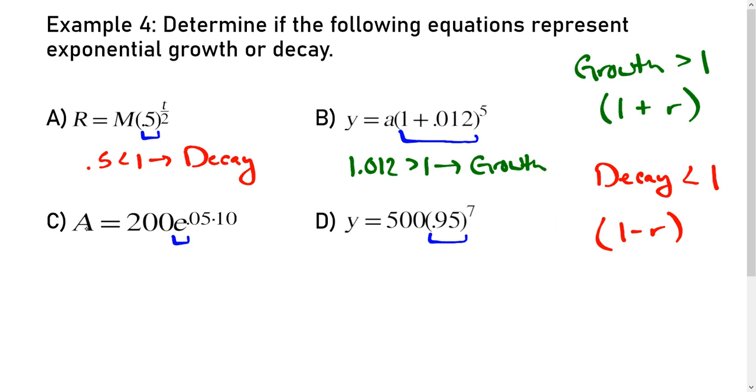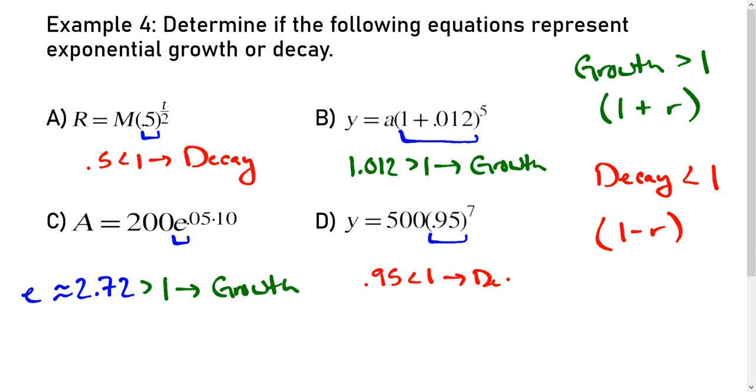When we look here, we see that this looks like kind of continuously compounded. We've got this 200 times e raised to the something times something. Well, remember, what does e approximately equal? Well, e is approximately 2.72, and 2.72 is greater than 1, so this is obviously growth. And then for our last one here, we have an exponential base of 0.95. Well, 0.95 is less than 1, so this one must be decay.